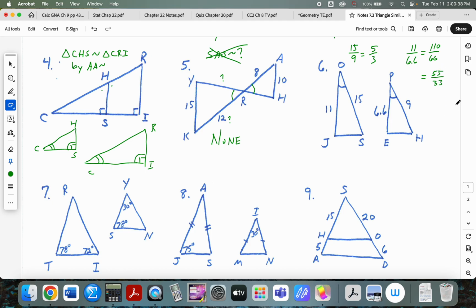What are both of those divisible by? 11. And that's 5 to 3. So they are proportional. So triangle JOS is similar to triangle EPH by side angle side similarity.